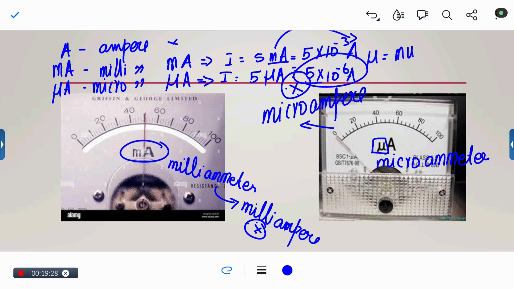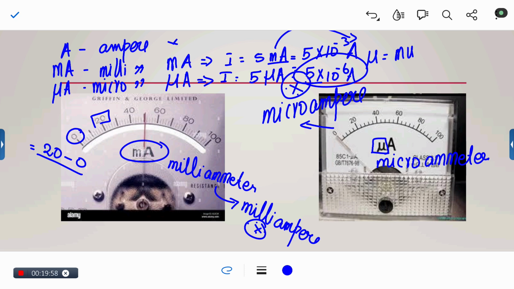Clear? So let's try to calculate the least count of this given ammeter. First we need to find the range. In order to find the range, we are going to choose two values. One is 0 and another one is 20. Out of these two values, which one is the maximum? 20 is the maximum. Which one is the minimum? 0 is the minimum. So now subtract the minimum value from the maximum value. So what is the maximum? 20 minus 0.